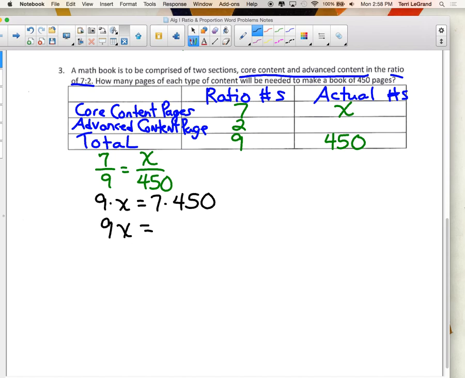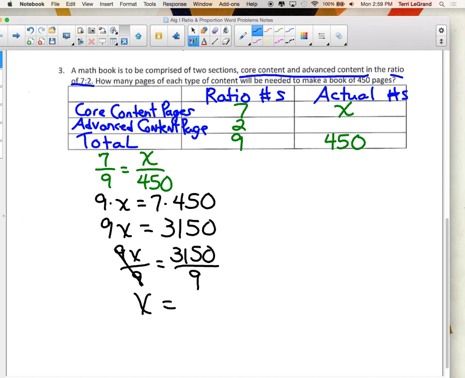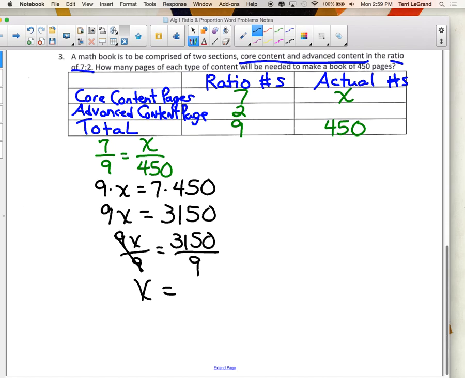7 times 450, what is that? Grace? 3150? Thank you. What would we do next? Divide by 9. Divide both sides by 9. What do we get for X? X equals 350.